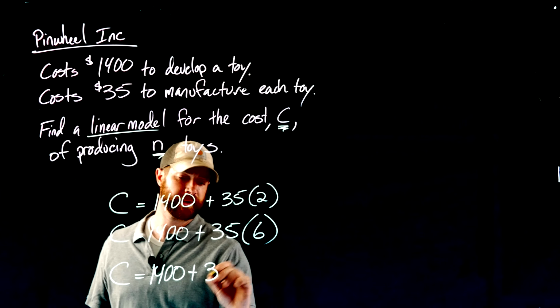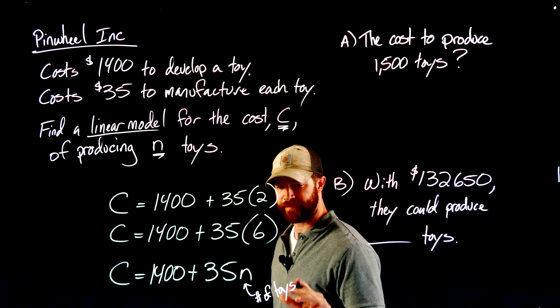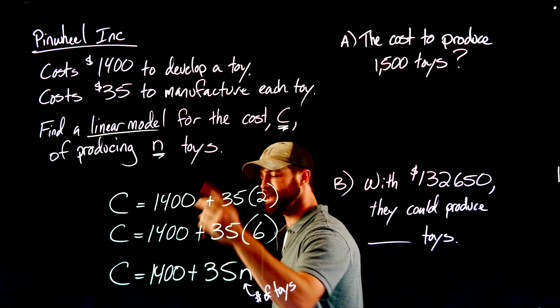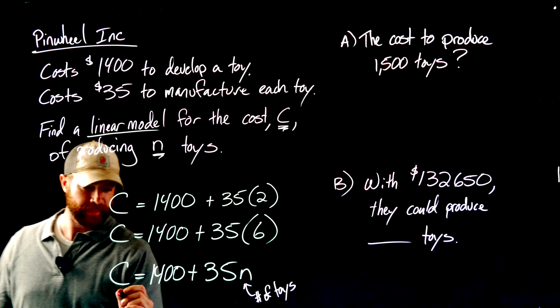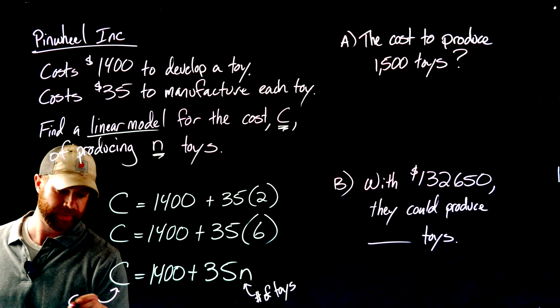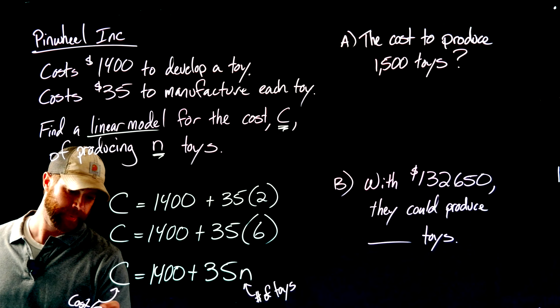Now that we have our linear model, if we're asked some questions, like the cost to produce 1,500 toys, or how many toys they could produce with $132,650, we actually can answer these pretty quickly. Again, just remember on this linear model, n is the number of toys. This is what we would input, multiply it by 35, add 1,400 to get the cost, with C being the cost in dollars.